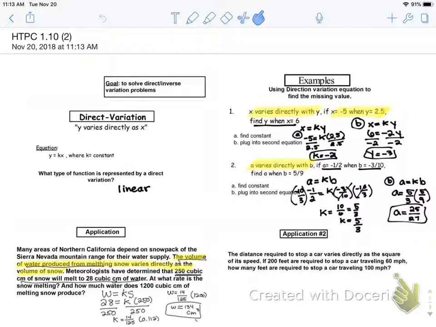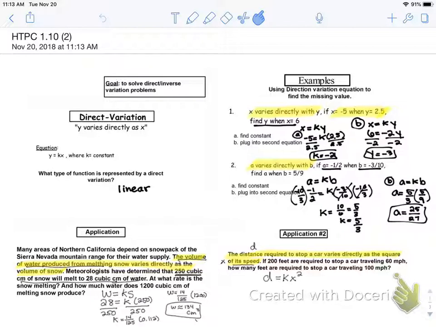All right, the distance required to stop a car varies directly as the square of its speed. Okay, that's kind of an interesting problem there. Let's highlight that sentence. The distance required to stop a car. Okay, well, I'm going to use D for distance. Varies directly as the square of its speed. So hopefully you're thinking that would be k times, I'm going to use X for the speed. Okay? So I'm going to use D for distance and X for speed. And it says squared, so that's why it's X squared. The square of its speed.